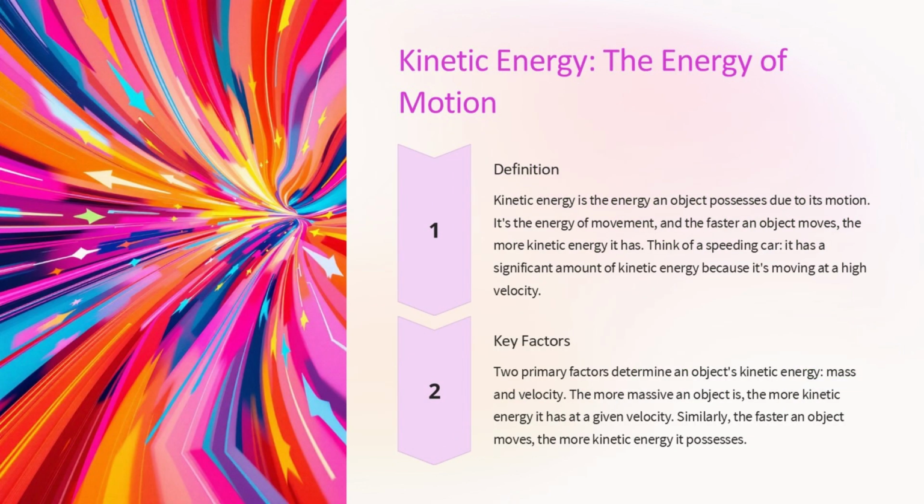Kinetic energy is the energy an object has due to its motion. The faster it moves, the more kinetic energy it has. A speeding car is a great example. It has a lot of kinetic energy because it's moving at a high velocity.